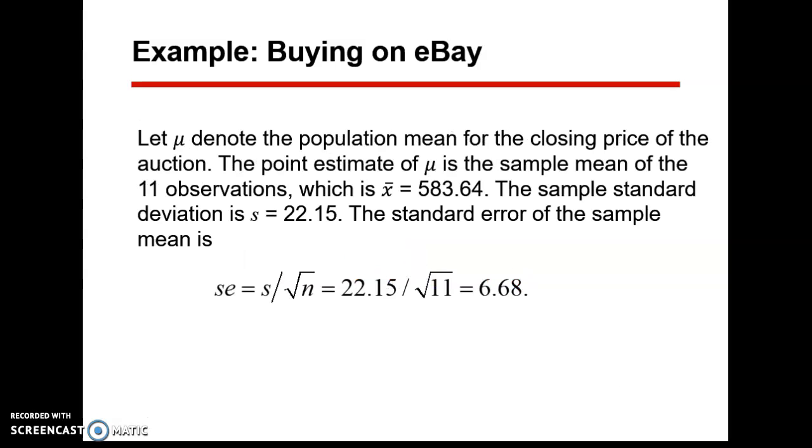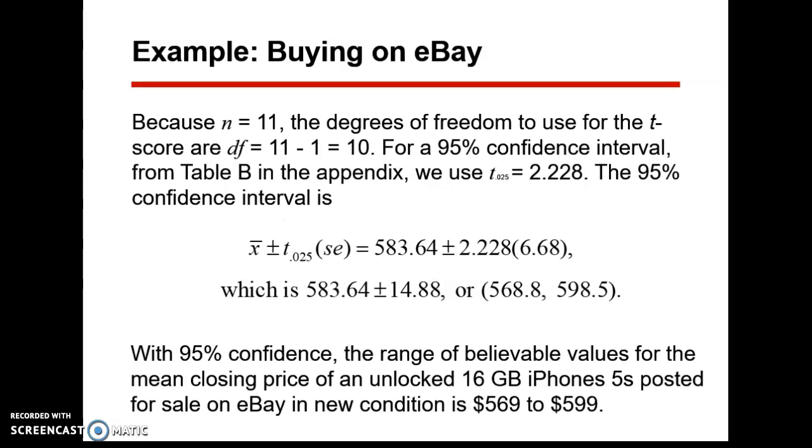We find the standard error by taking s over the square root of n. s was equal to 22.15, square root of 11, and we get 6.68. We plug it in, multiplying by 2.228 instead of 1.96, which is what we found by looking in the t-table. And we came up with a number to add and the same number to subtract from 583.64, which was x bar. You notice here they use parentheses, 568.8, comma, 598.5, for interval notation.